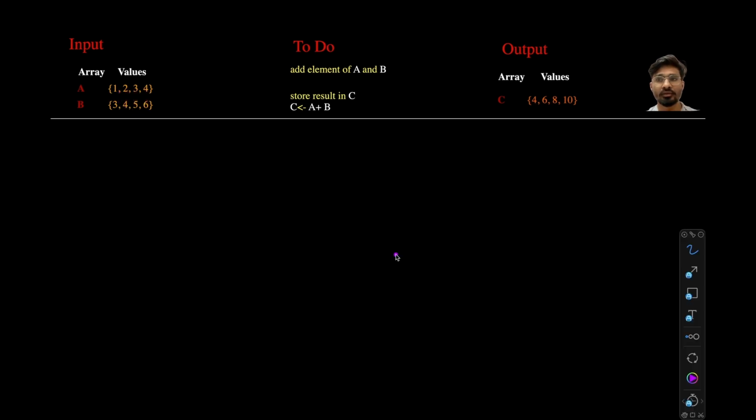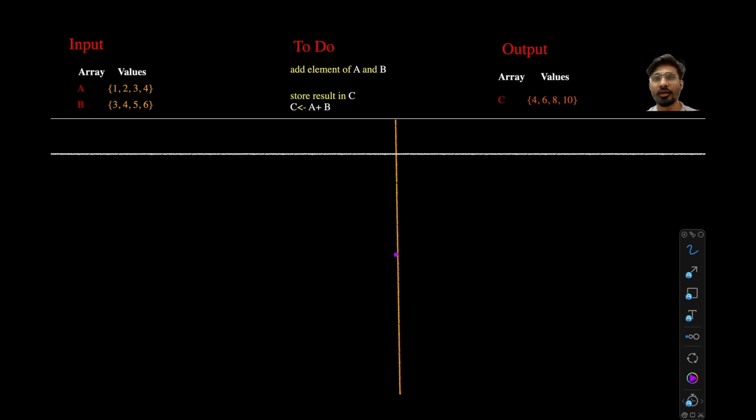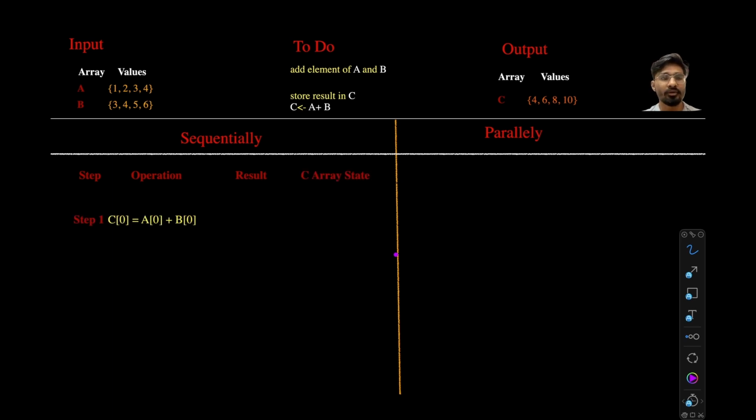This can be done in two ways: first sequential and second parallel. First, look at how it works sequentially, at a time, using a single thread or core. These are the steps. In step 1, we compute C0, which is A0 plus B0, so C0 equals 1 plus 3, and the result is stored in array C.